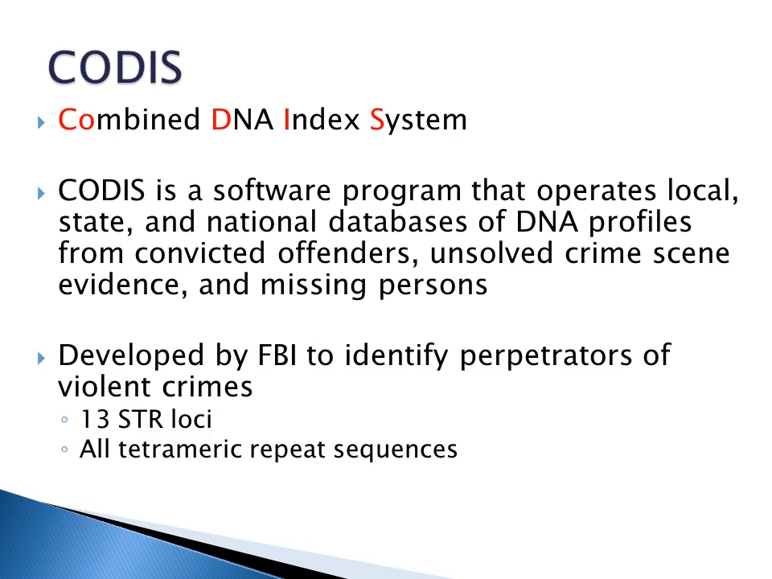So CODIS is the Combined DNA Index System. CODIS is a software program that operates at the local, state, and national level, and it's a database of DNA profiles from convicted offenders, unsolved crime scene evidence, and missing persons. It was developed by the FBI to identify perpetrators of violent crimes. There are 13 short tandem repeat loci that are used in CODIS, and these are all tetrameric repeat sequences.